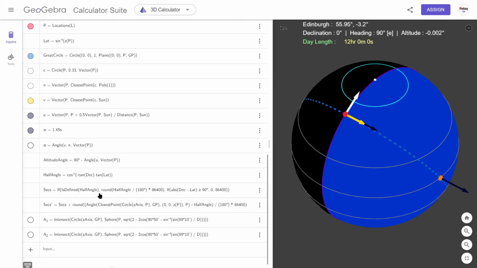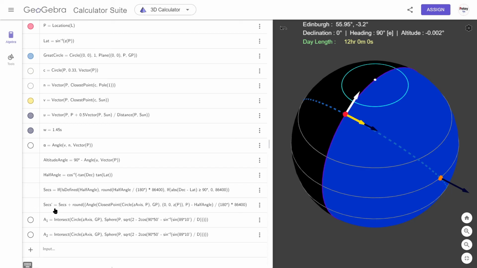Where are we next? Alpha. Alpha is the heading angle. So that is between this white one and this yellow one. Altitude angle is the angle between the yellow and the black one. Half angle. So the half angle is what we worked out. That gives us the angle for the half day length. Seconds, well, that uses the half angle to give us the geometric day length.